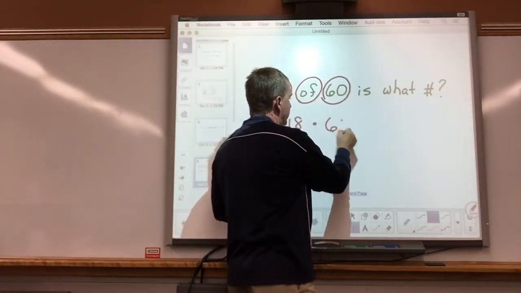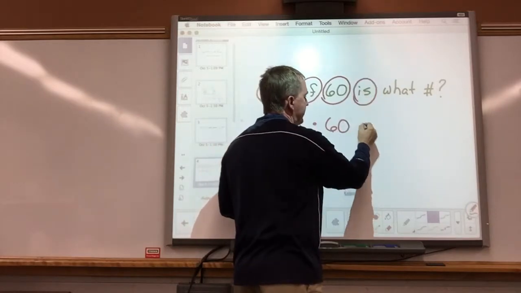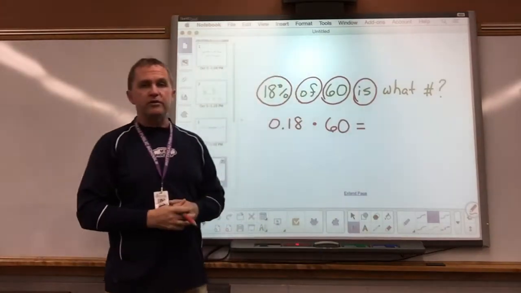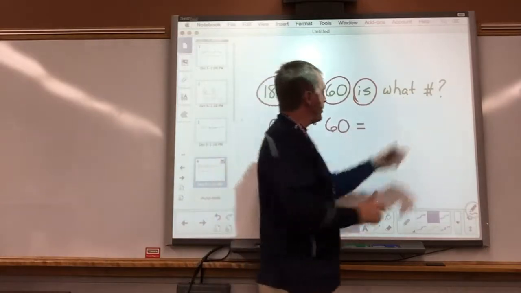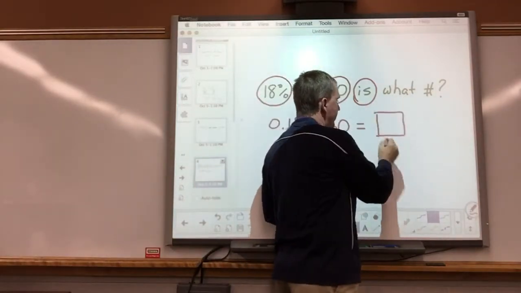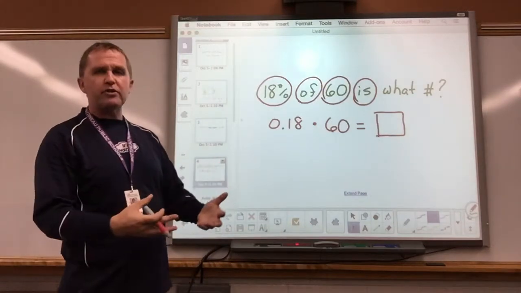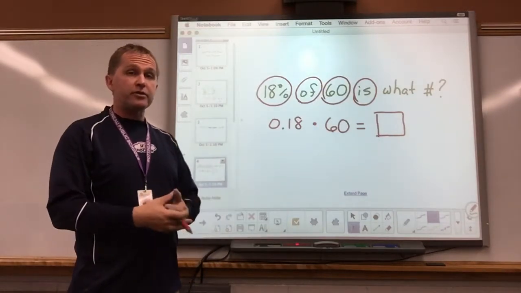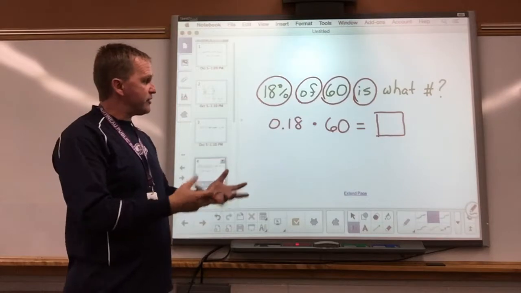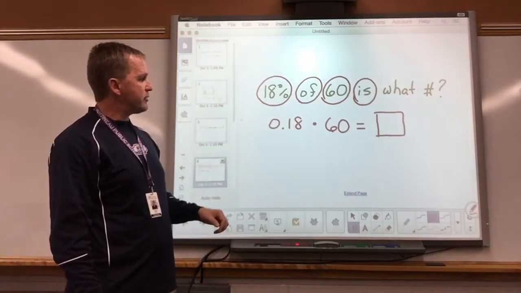That's going to go right here. We get to the word "is." In mathematics, "is" means equals. And now we have what number, which we don't know. That's kind of like that box that we used in the previous one. You could put a question mark. Later when you get to algebra, you'll start using variables because they stand for things that you don't know. But we'll just use that for this standpoint.